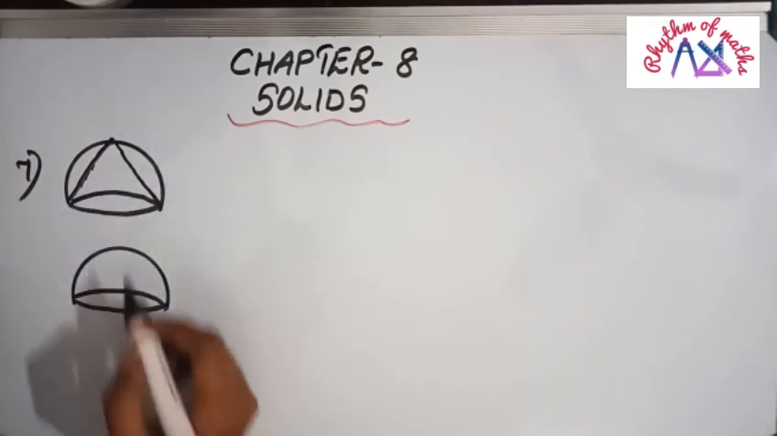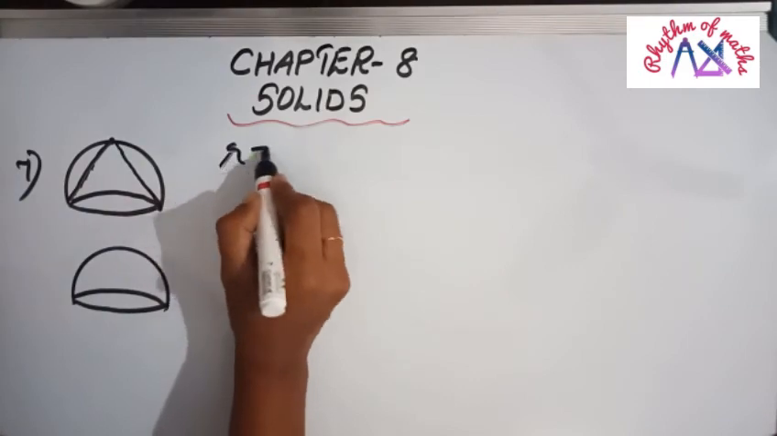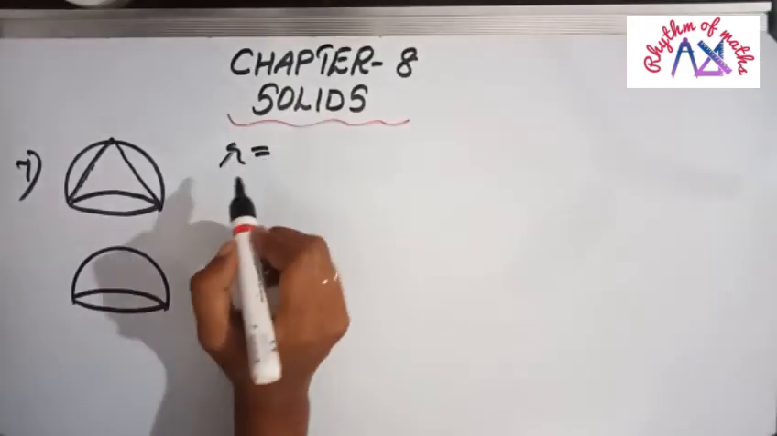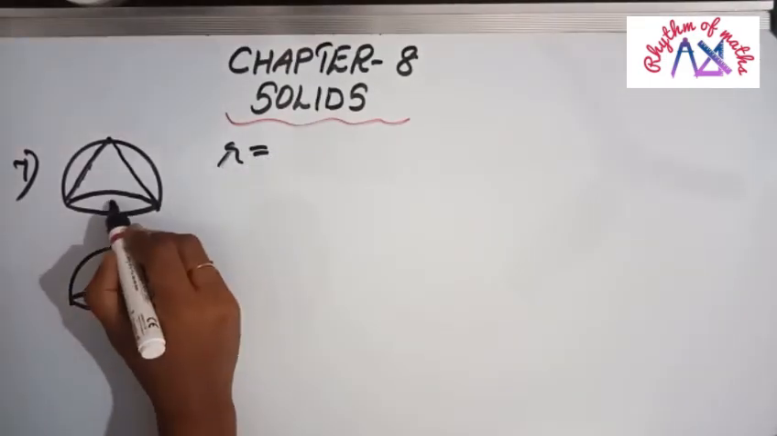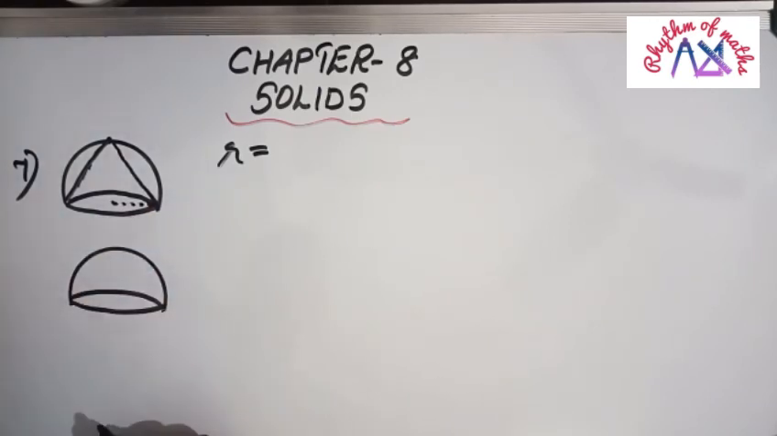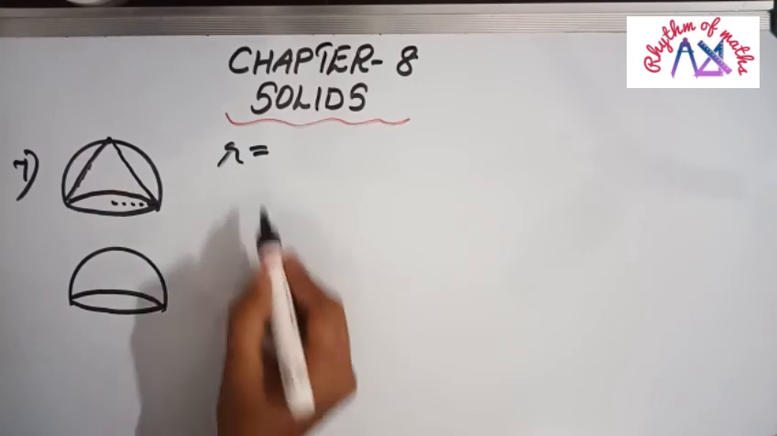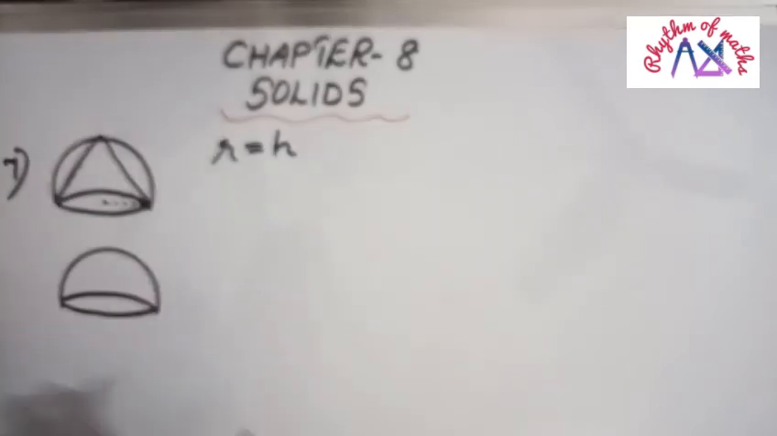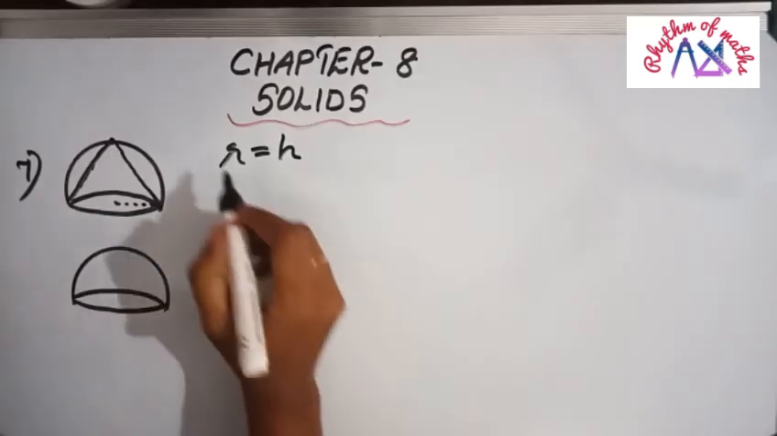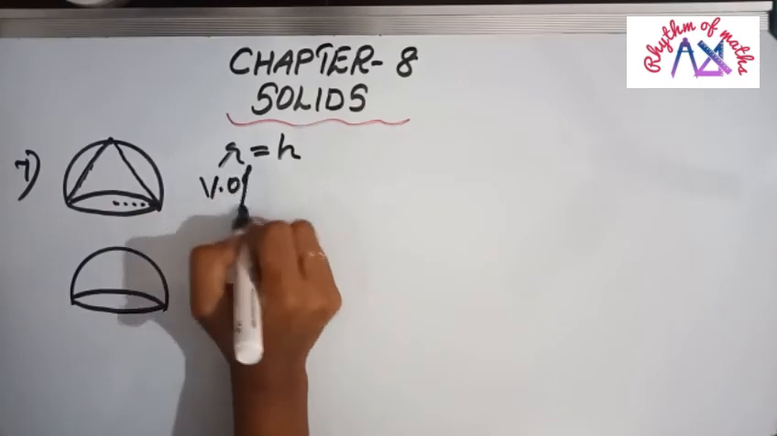Same. Radius will be same. And radius same r, let's take it as r itself. What will be the height of this cone? As it is a hemisphere, radius and height both are equal. So r equal to h.